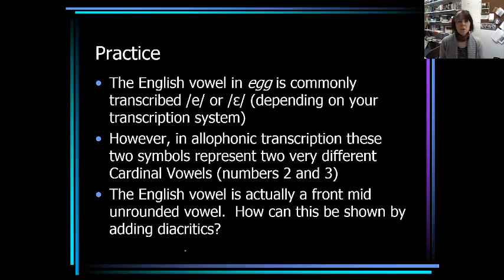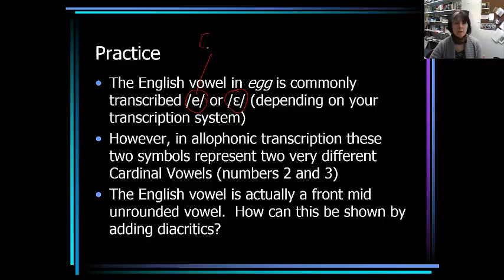Okay, here's something for you to practice with. The English vowel in egg is commonly transcribed with either this symbol or this one. Now we're going to be spending some time before you look at this flip lecture on primary cardinal vowels, so you'll know that these symbols are actually used differently when they're in square brackets. In an allophonic transcription, these two symbols represent two different things. They represent cardinal vowel 2, so this one represents cardinal vowel 2 when it's in square brackets, this one here.